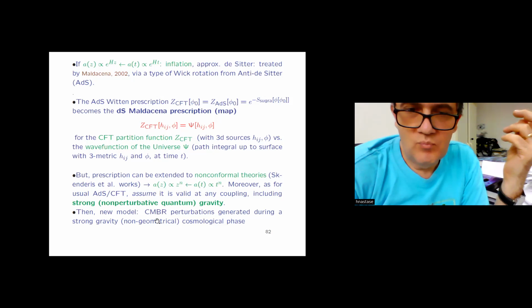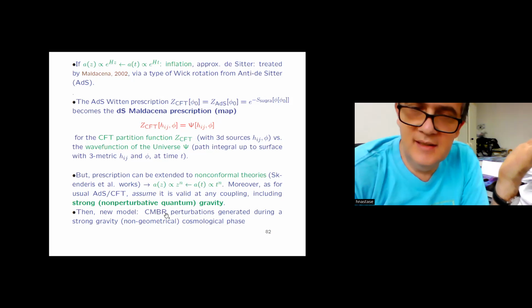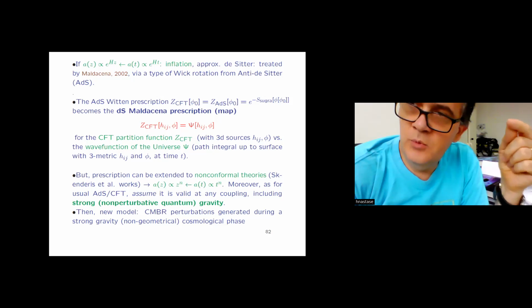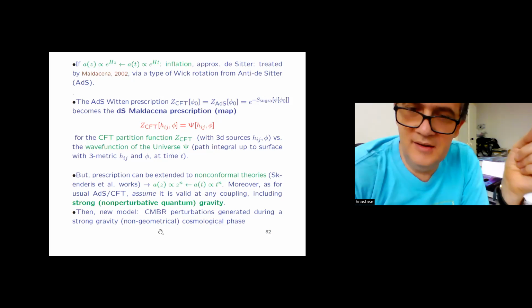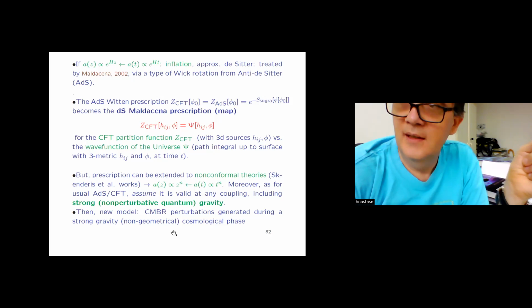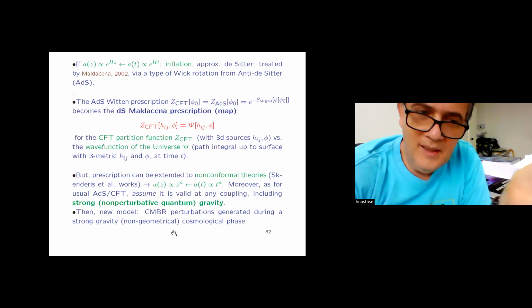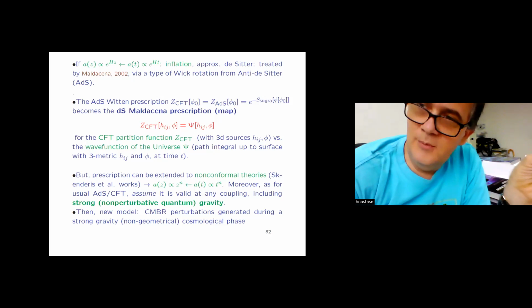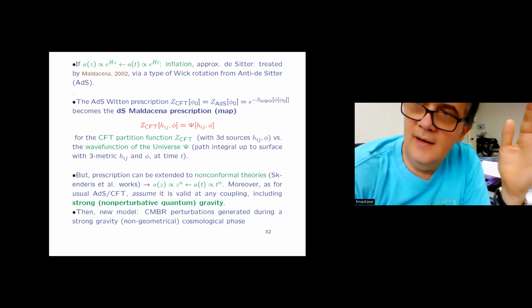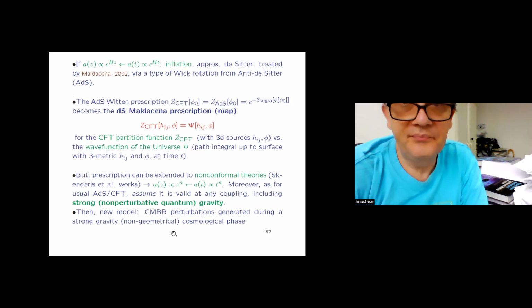So the new model then says that the CMBR perturbations that we observe in the sky are perturbations that were created during this strong gravity or non-geometrical cosmological phase. And after that, eventually, we have to reach the geometrical or weak gravity regime. But the things that we see now in the CMBR are perturbations that were generated during this strong gravity regime.